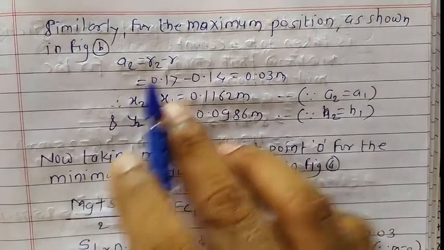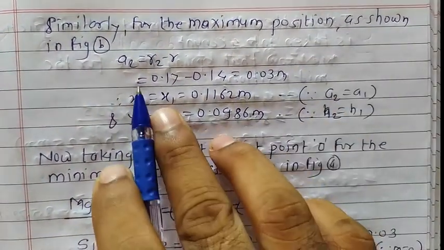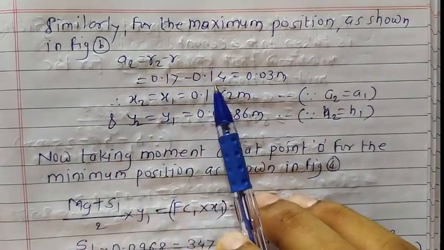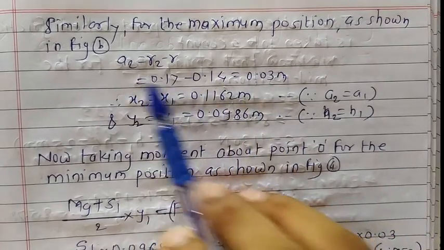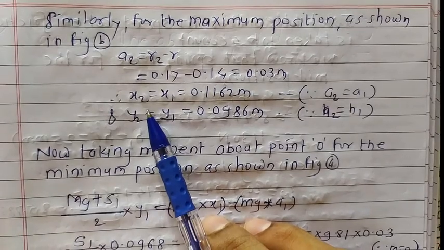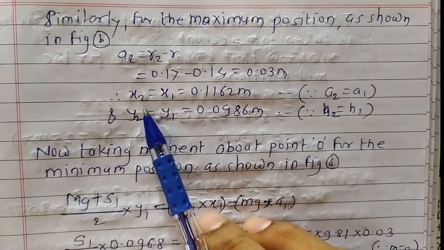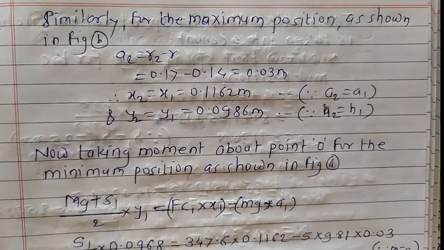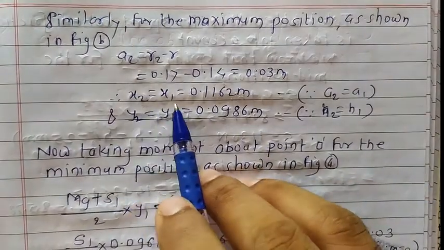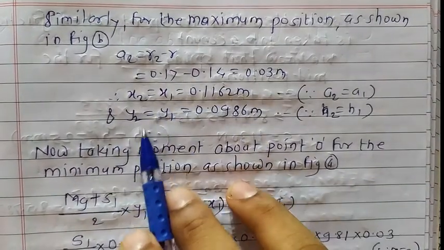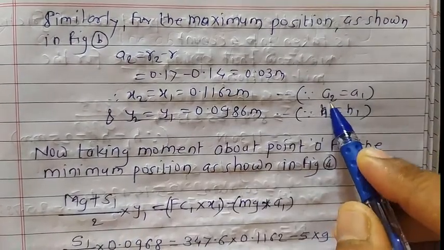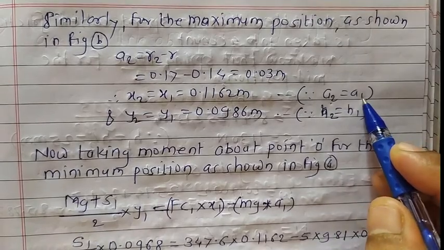Similarly, corresponding to the maximum position, get the value for A2 as R2 minus R. Substitute R2 and R here and get A2 as 0.03 meter. Now in the next case, the lengths X2 and X1 remain the same, and Y2 and Y1 remain the same. The values for A2 and A1 are the same.